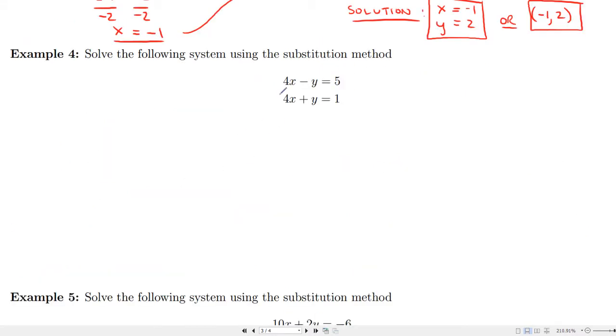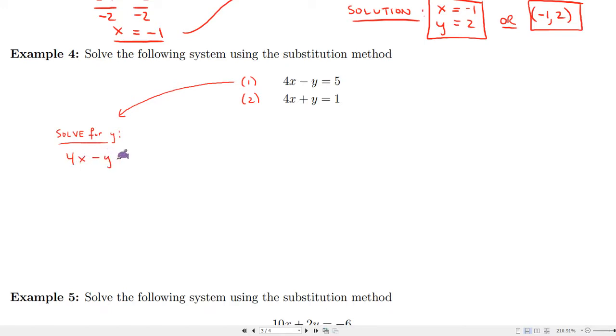So let's solve another one. So using substitution method, here we have equation 1 is 4x minus y equals 5, and the next one is 4x plus y equals 1. So one of the variables is not already isolated, so it doesn't matter which equation you start with, but let's solve for one of these variables. Now in this first equation, it looks like it's going to be easier to solve for y because the coefficient is not a 4. So let's solve for y. Again, that's arbitrary.